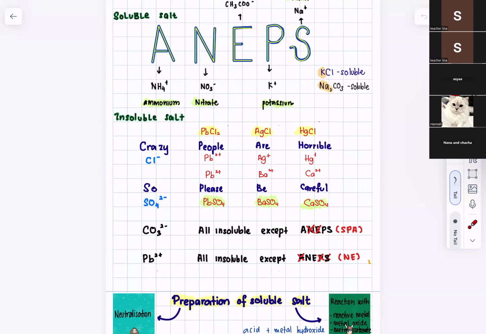What's that? Soluble or insoluble? Silver sulfate, right? Yeah. Okay, soluble or insoluble? Insoluble. Okay, sulfate, only these three, insoluble. Is there a silver inside there? Please be careful.